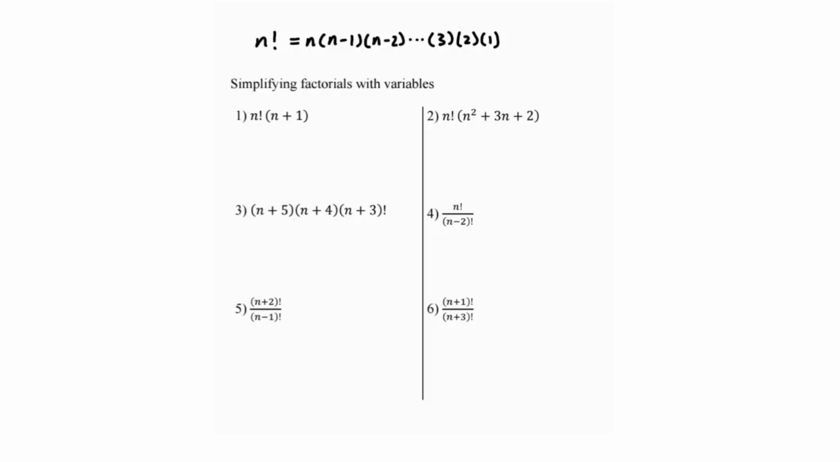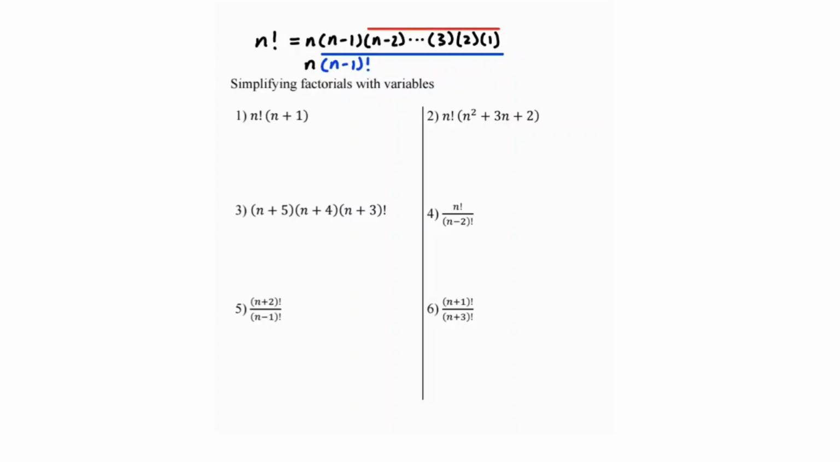We can also break n factorial down a different way. For example, take a look at this blue portion. N minus 1 times n minus 2 all the way down to 1. This is n minus 1 factorial. So n factorial can be written as n times n minus 1 factorial.